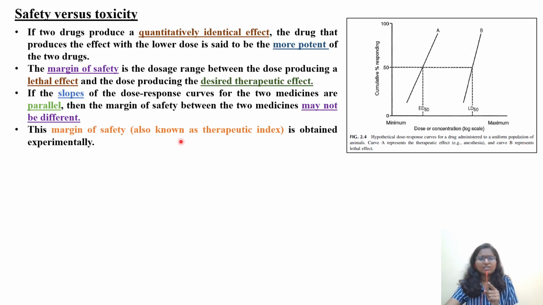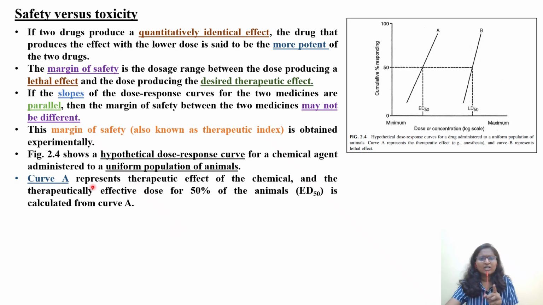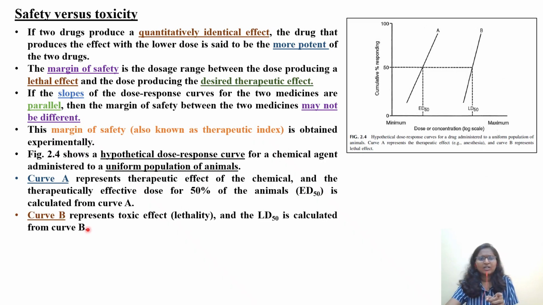This margin of safety, also known as therapeutic index, is obtained experimentally. Figure 2.4 shows a hypothetical dose response curve for a chemical agent administered to a uniform population of animals. You have to always select your experimental group of animals. Curve A represents the therapeutic effect of the chemical, and the therapeutically effective dose for 50% of the animals is calculated from curve A, right? Curve B represents the toxic effect, lethality.